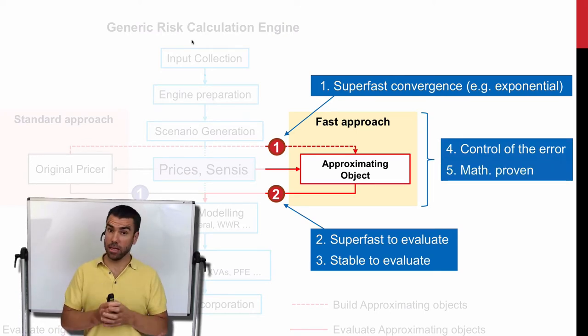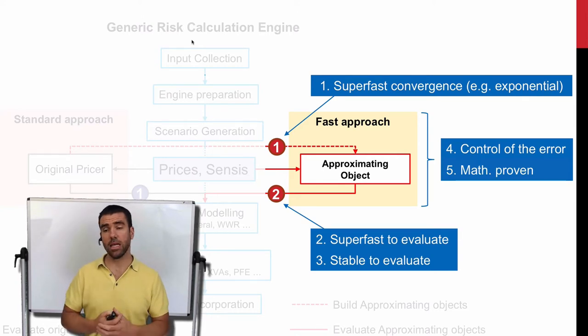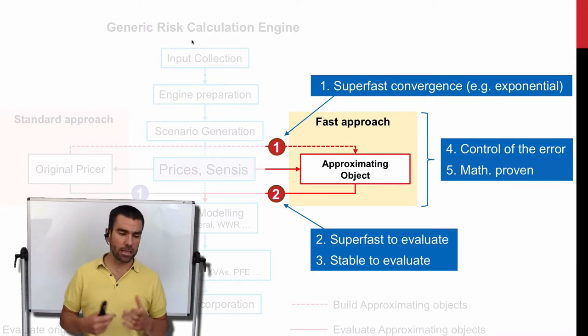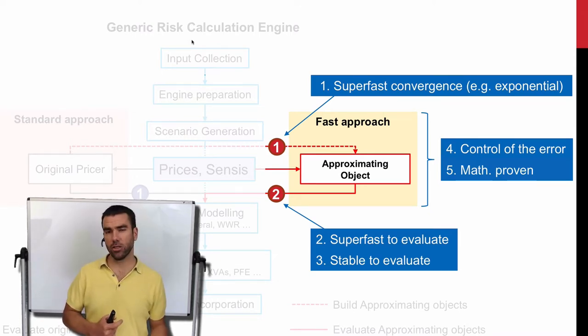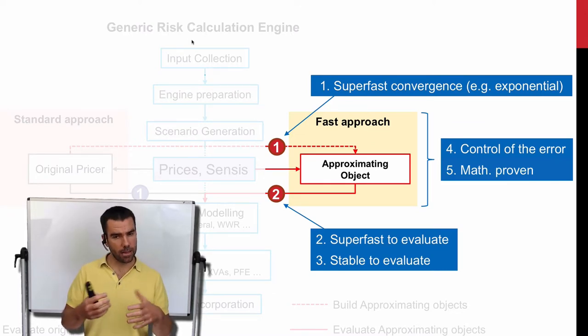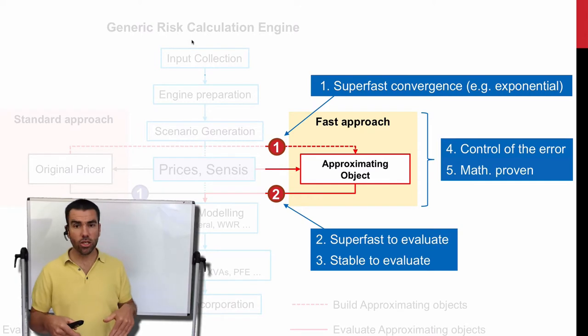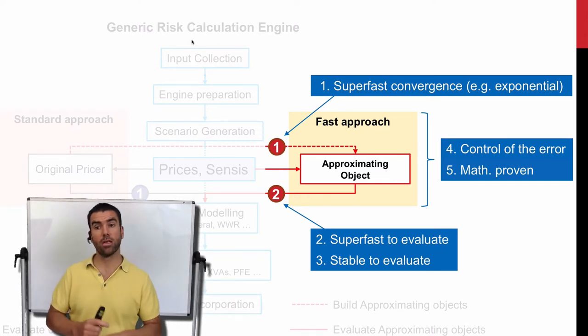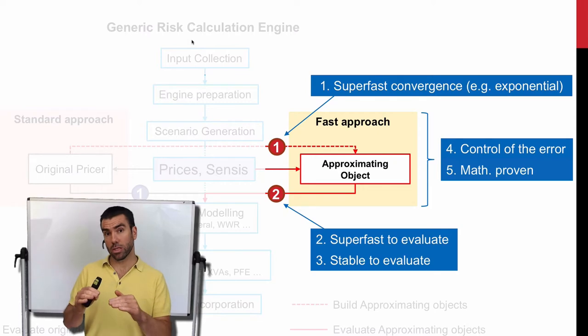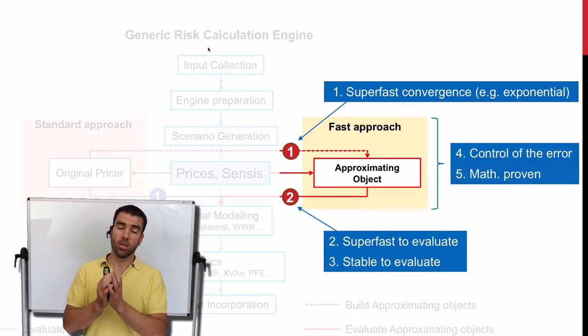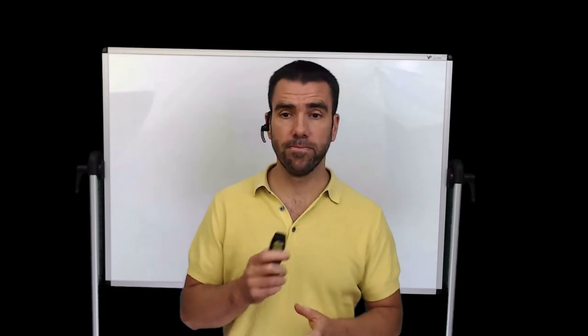And fifth, something that is also very important in practice is that the whole framework, ideally, you want it to be mathematically proven. In fact, I've spoken to a number of model validation teams and regulators about these types of approaches, and when they see that the solution is mathematically solid and robust, they feel much more comfortable. So it is something that is also quite important that we want to have. Now, in this session, we are going to focus especially on property number one, super fast convergence. That is going to set the ground for anything else afterwards. So let's focus on that.